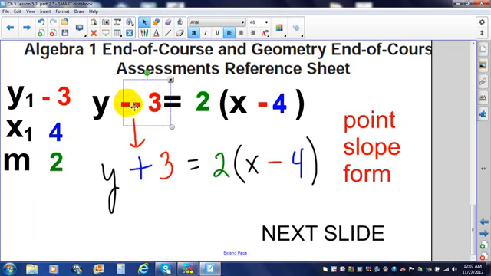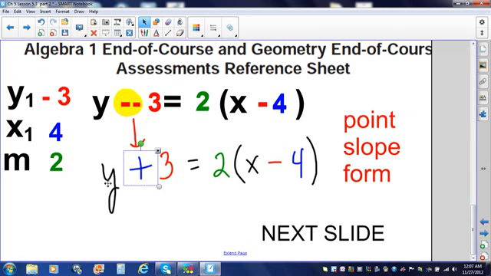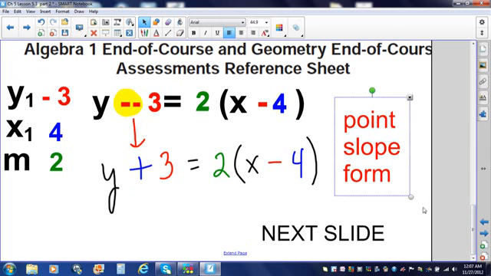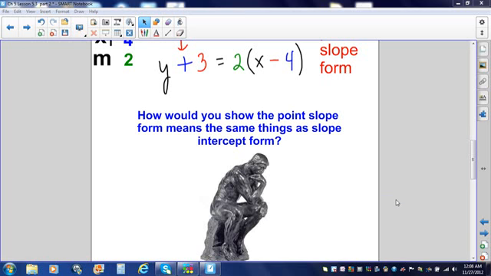Then we said yesterday two negatives in a row turn into a positive. Please write in your spiral y plus 3 equals 2 parentheses x minus 4. That is known as point slope form. So our question for you today: how would you show that point slope form means the same thing as slope intercept form? How would you show that?